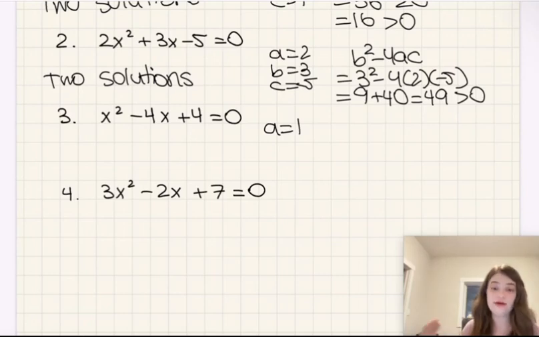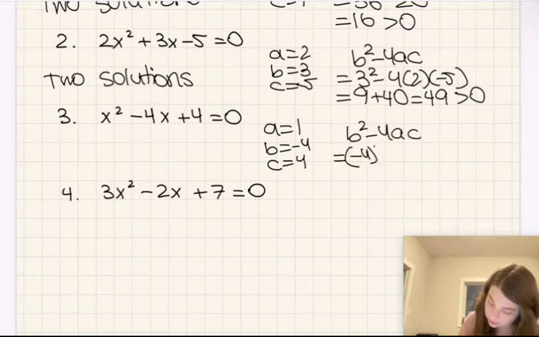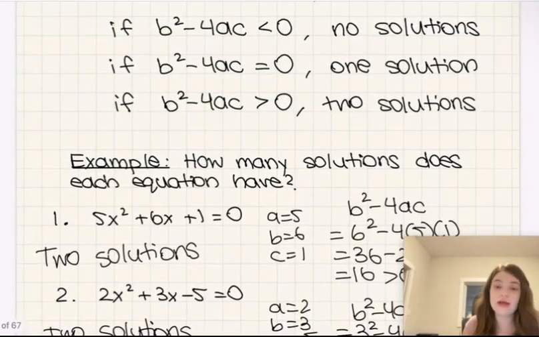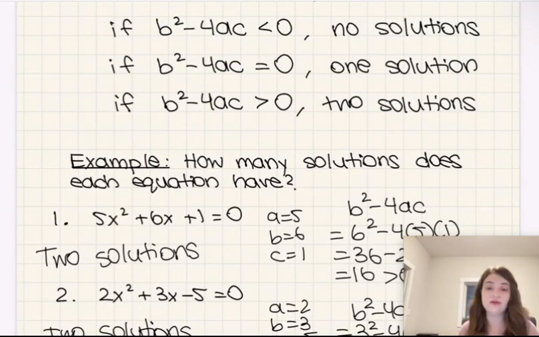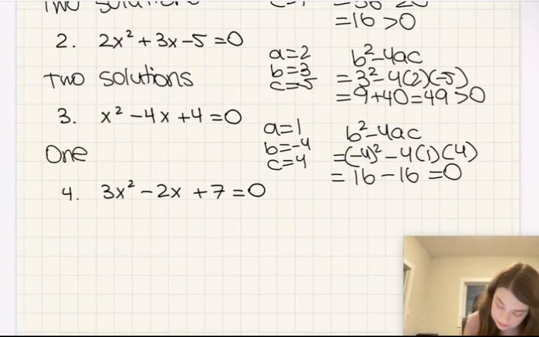So a is 1, b is negative 4, and c is 4. So we have b squared minus 4ac, which is negative 4 squared minus 4 times 1 times 4, which is 16 minus 16, which is 0. And whenever it's 0, that means there is one solution. Now, a common misconception is that the solution is x equals 0, and that's not necessarily true. It just means that there is one solution, not necessarily that the solution itself is equal to 0.